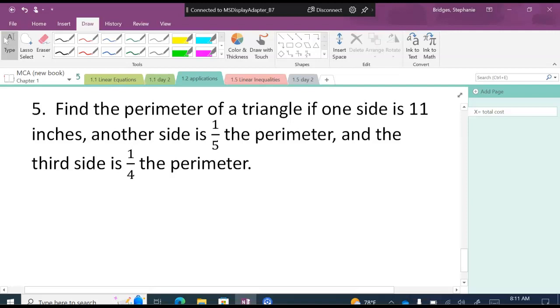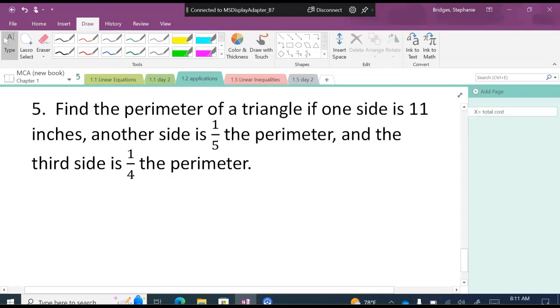Perimeter questions, sometimes they use triangles, sometimes they use rectangles or squares, okay? We just have to be aware of what shape we're dealing with. What does it mean to find the perimeter of a shape? Yeah, what do you do with the sides? You just add them all up, right?